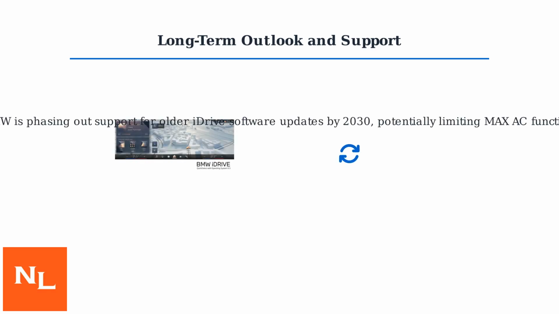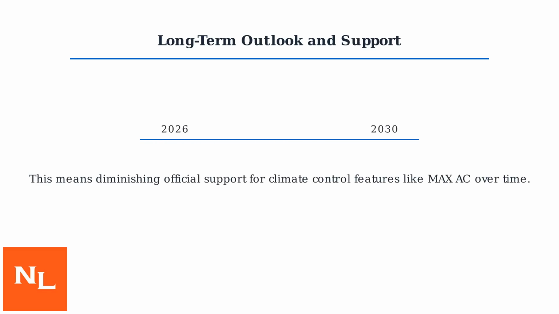BMW plans to discontinue software updates for older iDrive systems by around 2030, which could affect Max AC operation on 2013-2021 Series 2 Coupe models as newer firmware becomes unavailable. As a result, official support for features like Max AC may diminish, requiring owners to rely on alternative solutions rather than manufacturer updates.